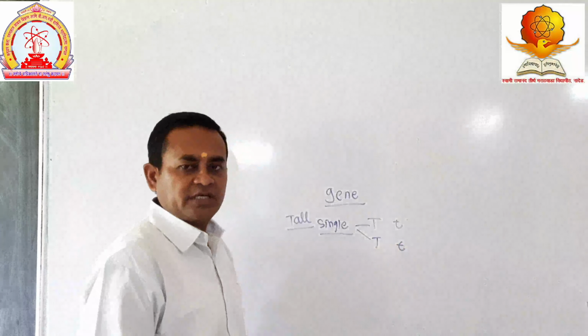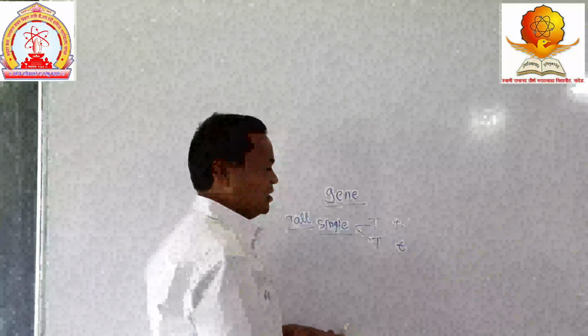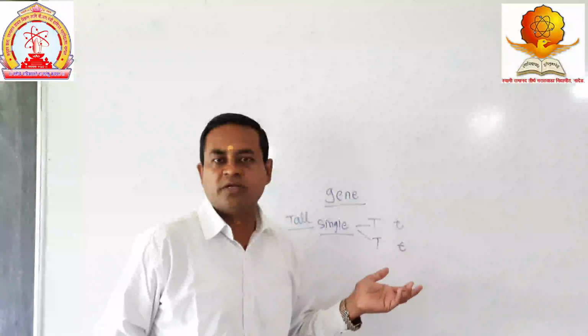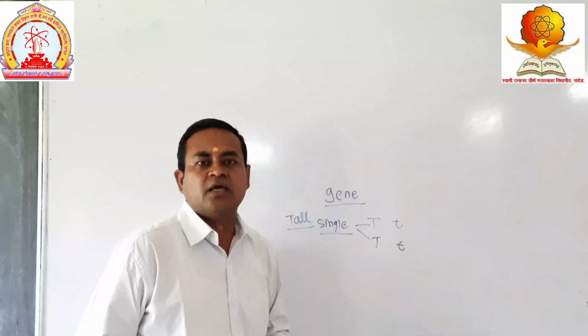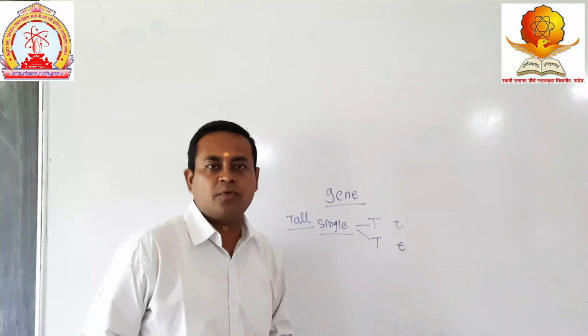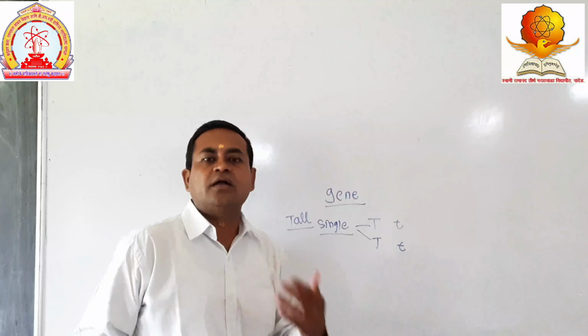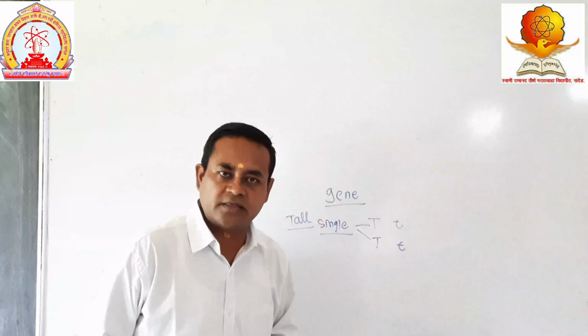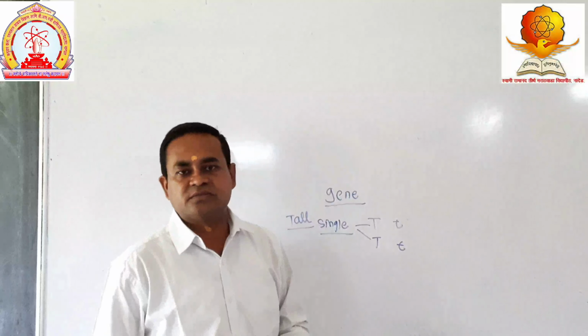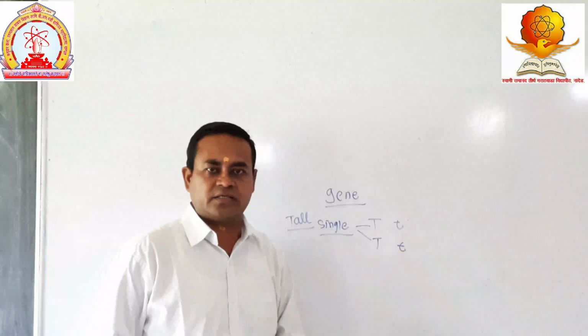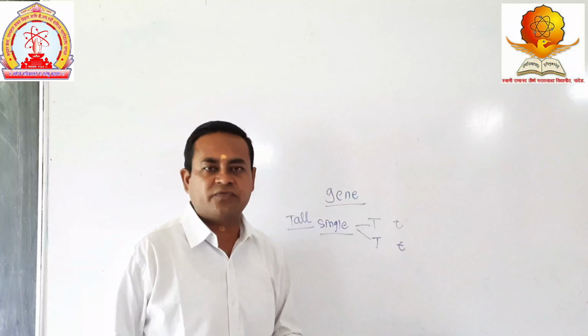Now, we already studied dominant and recessive. Dominant means the dominant character will be expressed in the next generation. Recessive means the character is suppressed in the next generation because of the dominant gene. That type of factor we call the recessive factor. Here: dominant factor, recessive factor.